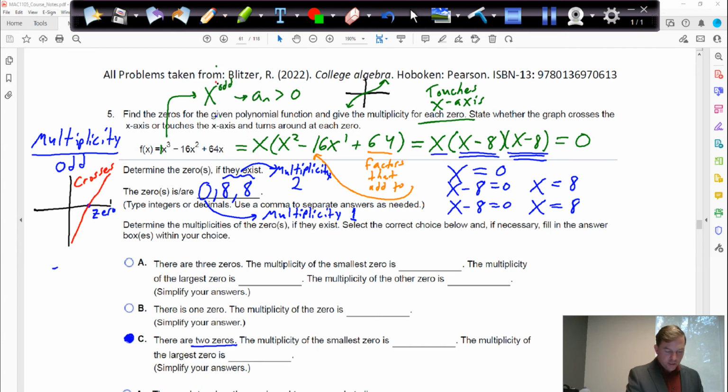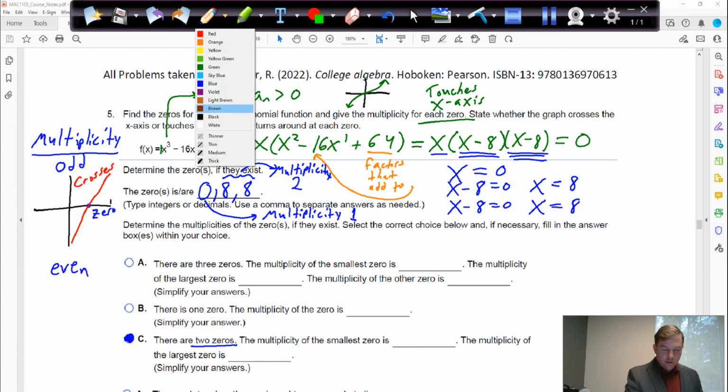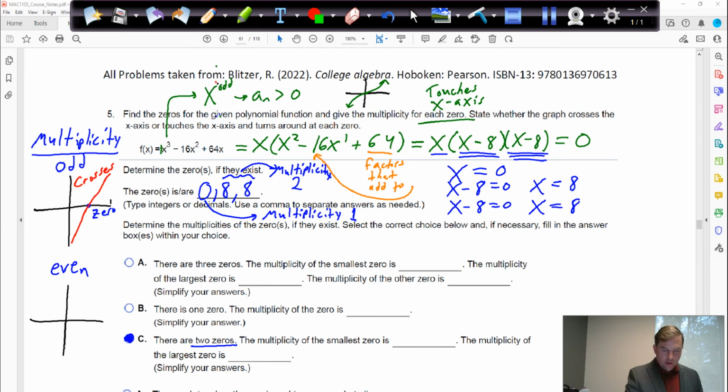If the multiplicity is even, then at that 0, so let's say the 0 is here, the graph will actually touch and turn around. It will come from wherever it is. By definition, a 0 must touch the x-axis, and then it's going to touch and turn. I like to say it bounces, but that's not the way they say it in the homework, so I'll match them. Touches and turns, or bounces off the x-axis.